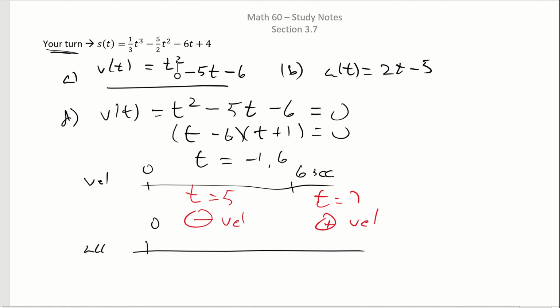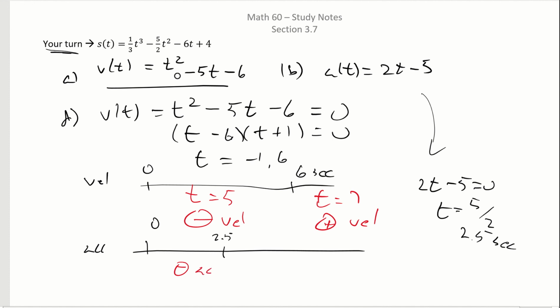It's kind of easy to see, but okay, if I take this guy down, I set 2t minus 5 equal to 0. We get t equals 5 over 2, which is really 2.5 seconds. So at 2.5 seconds, which is about here, we have a change in the sign of the acceleration. If I plug in a 3, 6 minus 5; if I plug in a 2, it's going to be negative. So that's going to be negative acceleration.